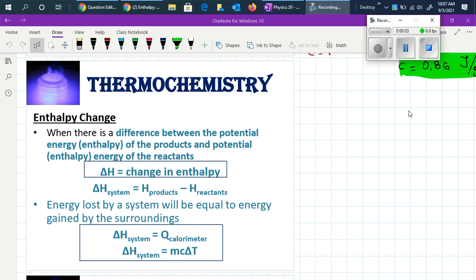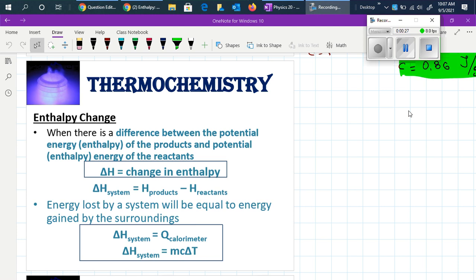Okay, today we'll start with day 2 of lessons on thermochemistry, and we'll start by explaining the enthalpy change and how we calculate it, why we calculate enthalpy change, and then we'll move to more questions and examples and applications of the enthalpy change.